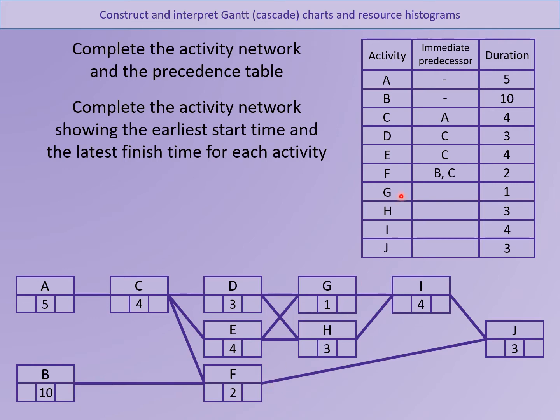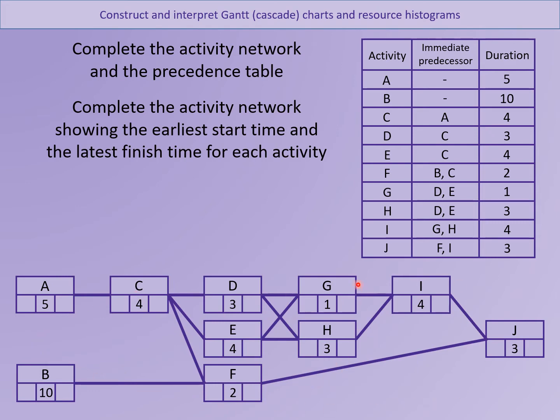And then it's the other way around. Activity G can only be done after D and E, so I can fill those two in. Activity H can only be done after D and E as well, so we can fill those in. Activity I can only be done after G and H, so I can fill those in. And activity J can only be done after activity F. So there we go, I've filled in my precedence table and I've filled in my activity network as well. So I've shown it in two different ways.